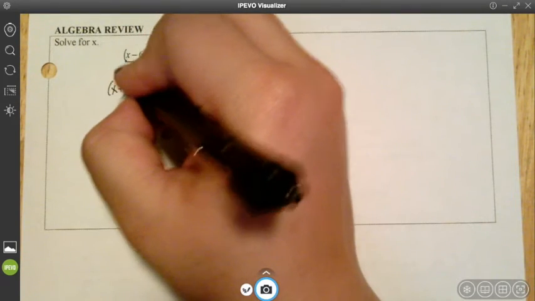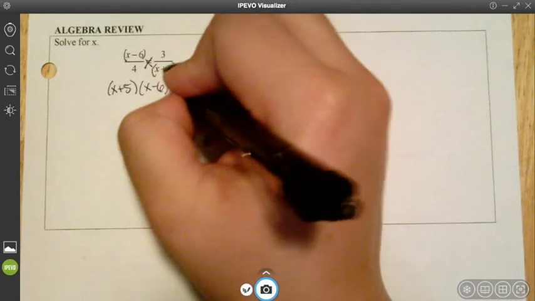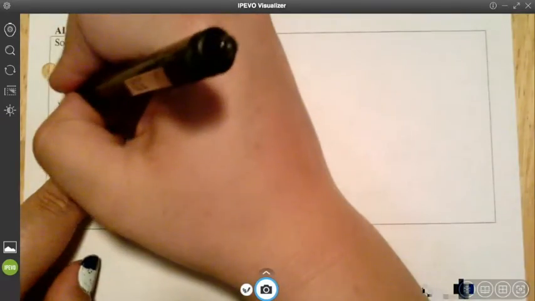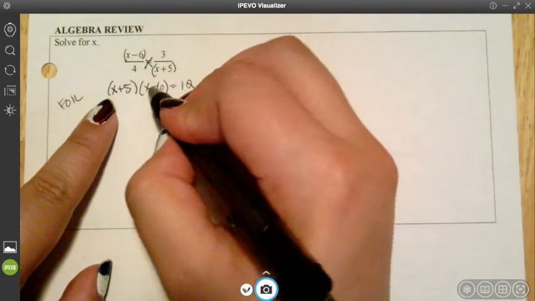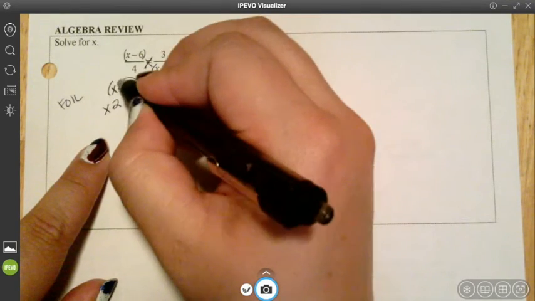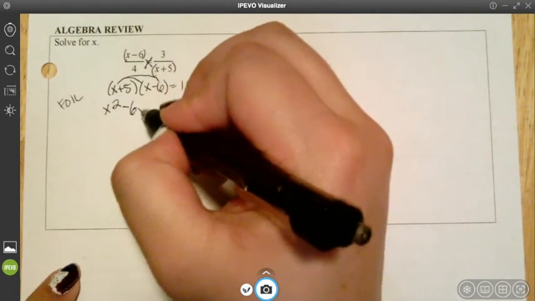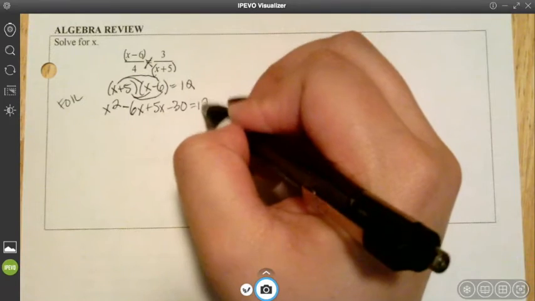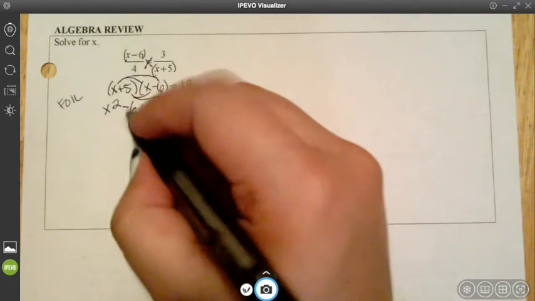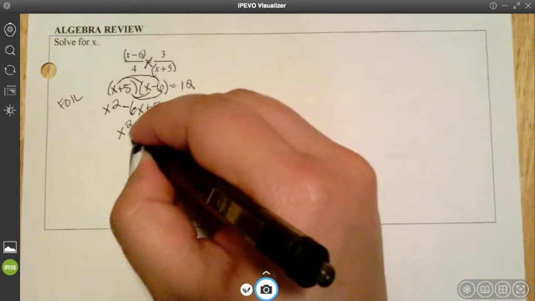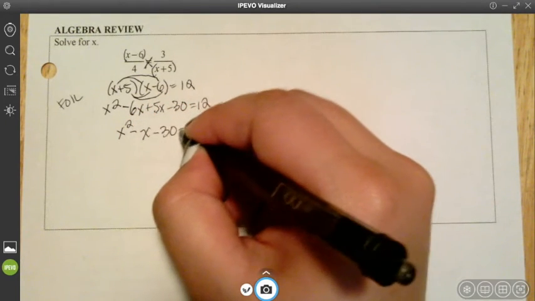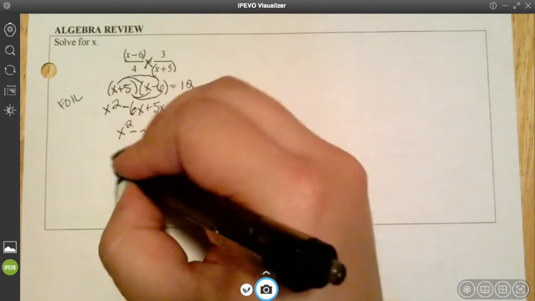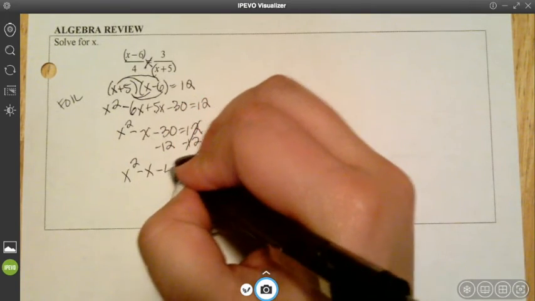So we have x plus 5 times the quantity x minus 6 equals 3 times 4, which is 12. To multiply this, we need to FOIL, which is distributing. So we have x times x, which is x squared, x times 6, which is minus 6x, plus 5x minus 30 equals 12. Combine like terms, negative 6 plus 5, x squared minus 1x minus 30 equals 12. Minus 12 from both sides. So we get x squared minus x minus 42 equals 0.